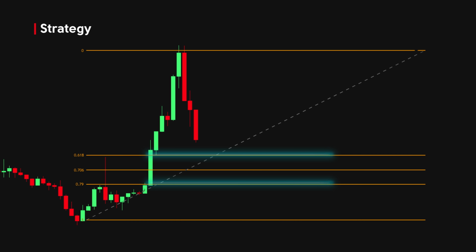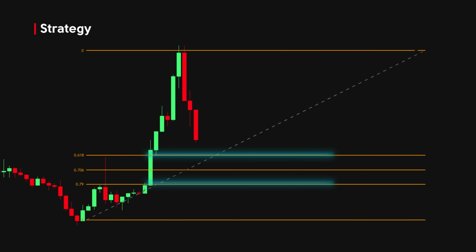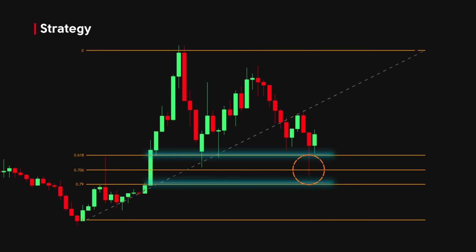At that point, the approach becomes very simple. Patience. You don't chase price. You don't force entries. You simply allow the market to retrace back into that overlapping zone. When price finally reaches that area, where the fair value gap and Fibonacci Golden Zone meet, that's when you start paying close attention to the behavior of price.